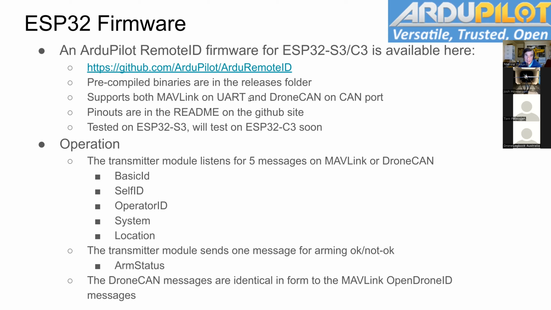It supports both Mavlink on UART and DroneCAN on the CAN port. The pinouts are in the README on the GitHub site, but if you need different pinouts, just let me know, trivial to change. I'm guessing that people will commonly do custom versions of this firmware with some of their own requirements, as they, for example, might decide they only want to do Wi-Fi NAN or beacon, or only do Bluetooth 5, etc. Now, this firmware currently supports Bluetooth 4, but not Bluetooth 5.